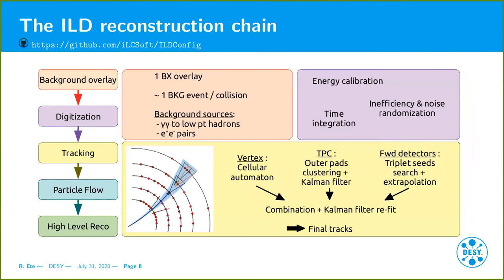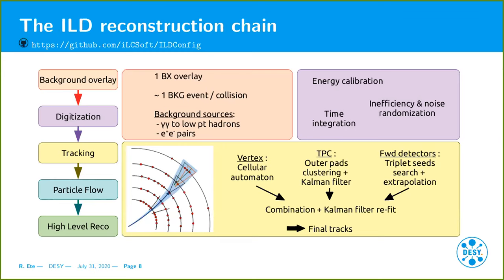I go now to our reconstruction chain for the ILD. You can find the configuration on the GitHub link there. It's clickable. Basically, we have background overlay, digitization, tracking, particle flow, and high level reco. The background overlay is mainly designed for real collision events, not single particle studies. We have different sources of backgrounds, namely gamma-gamma to low pT hadrons and plus and minus pairs, going mainly into our forward detector. And we overlay one bunch crossing of data on top of the physics event on the collision.